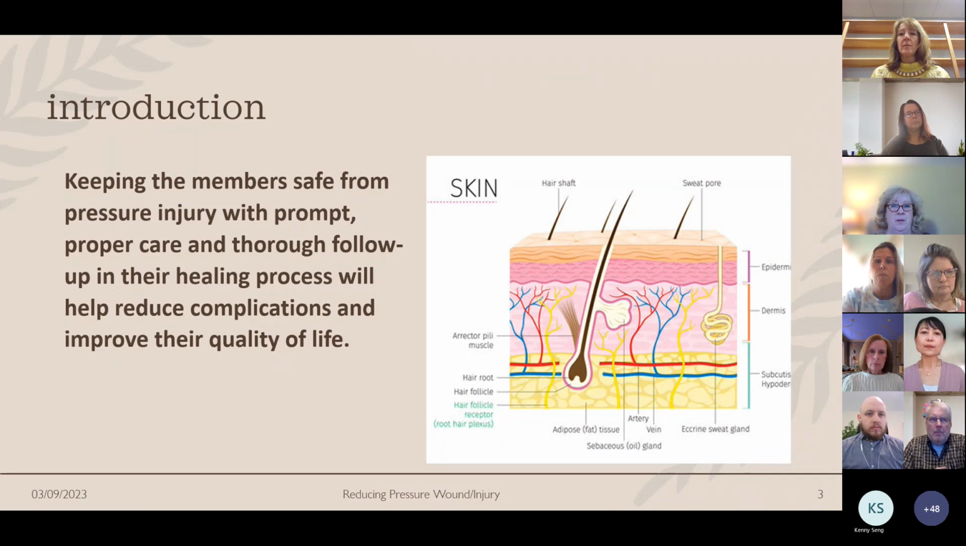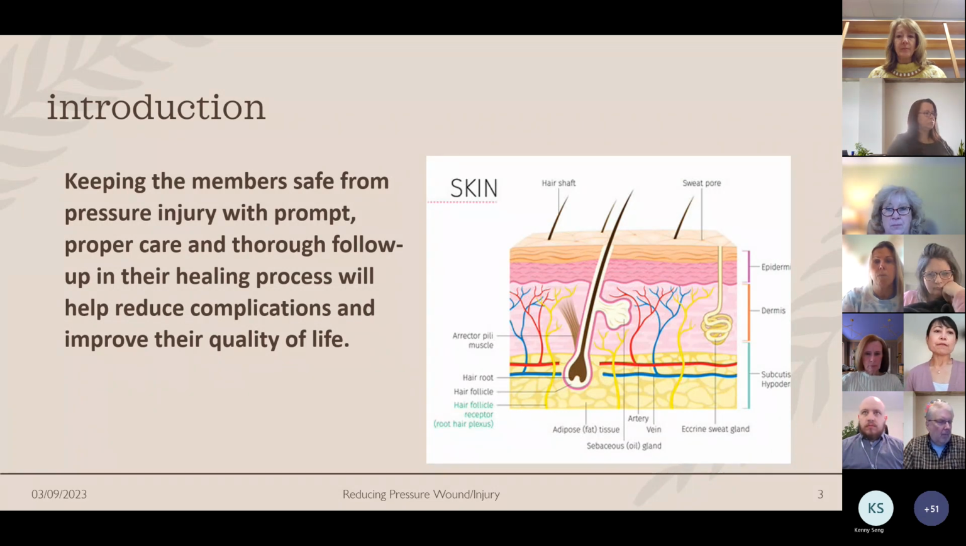All right, so we start with the introduction. That's just the picture of the layers of our skin. Keeping the member safe from pressure injury with prompt, proper care and thorough follow-up in their healing process will help reduce complications and improve their quality of life.